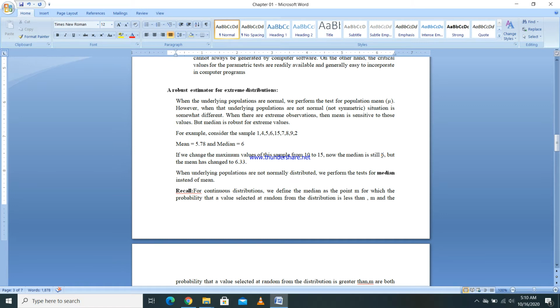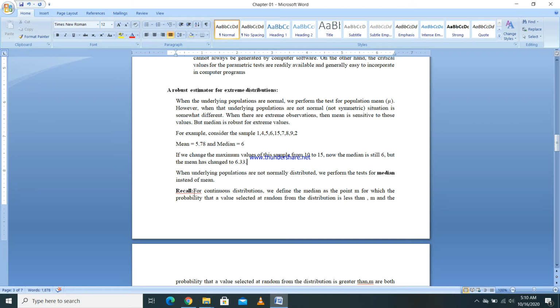Because of that, we call it a robust estimator for extreme values. No matter what the shape of our distribution is, whether it's skewed or symmetric, when you have extreme values, there is no effect on the median. So since we have no understanding about the population distribution, when we are applying non-parametric statistics, we always use the median as our population parameter.